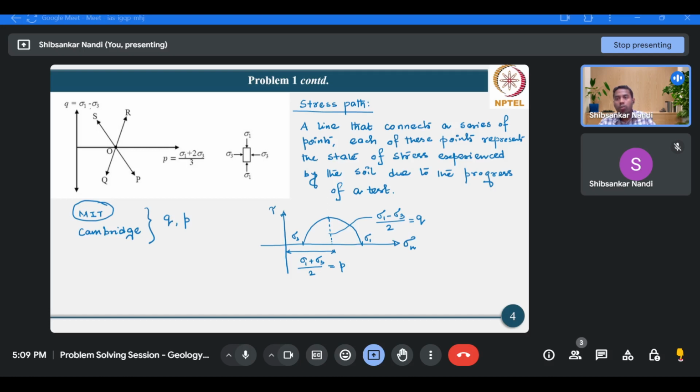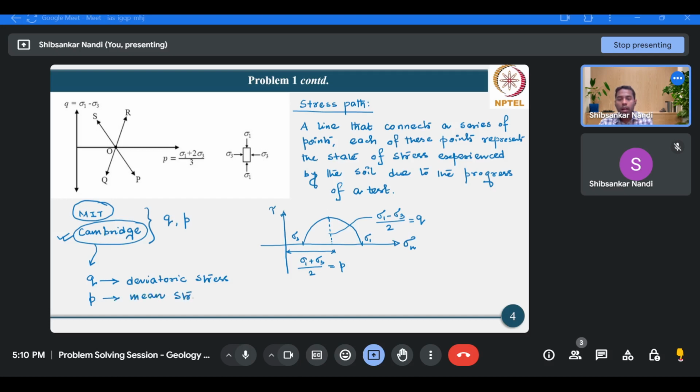So here Q equals sigma 1 minus sigma 3 and P equals sigma 1 plus 2 sigma 3 by 3. As I stated earlier, this is the second convention or second kind of representation that has been popularized by Cambridge. Here Q represents the deviatoric stress, and P represents the mean stress.